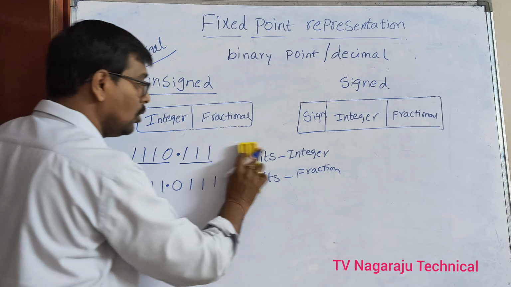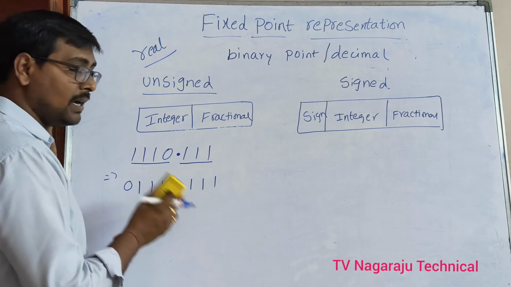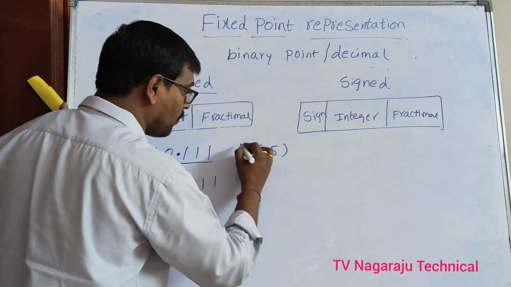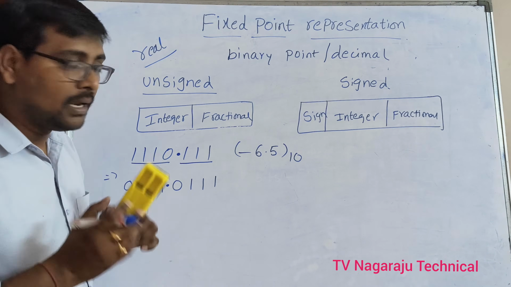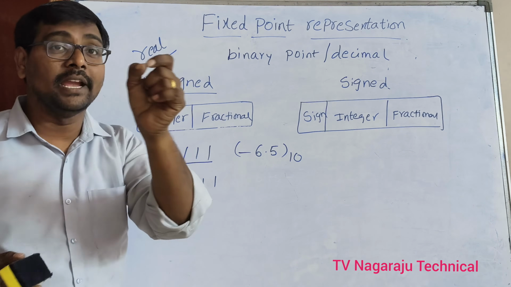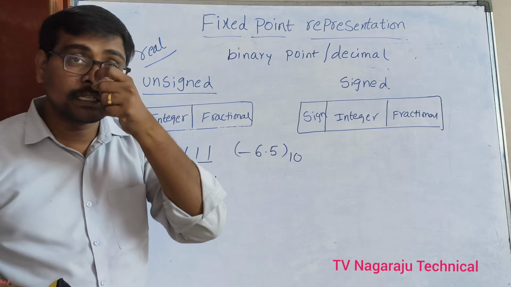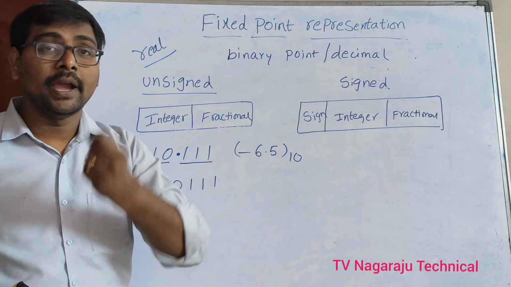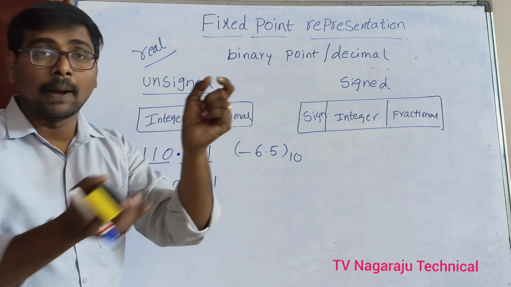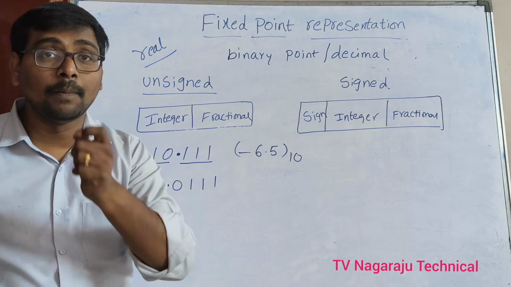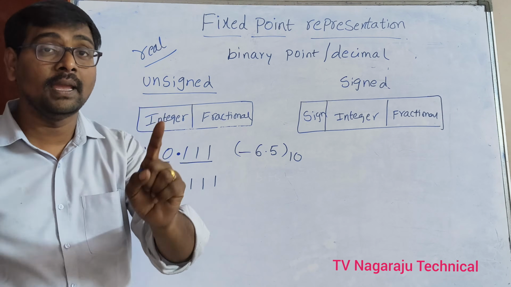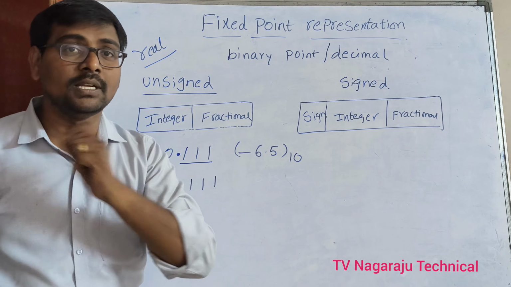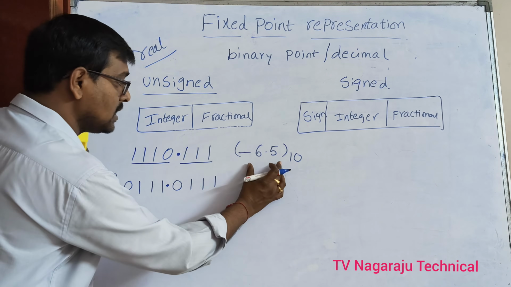Now coming to signed representation. Take any one number, for example minus 6.5 base 10. Generally we use this for negative numbers. The negative numbers are again represented in signed magnitude form, 1's complement and 2's complement. We already know that compared to the remaining two, 2's complement is the preferable approach. Why? It has only one 0. In the remaining ones, plus or minus 0 is available. Anyway, this is my number.